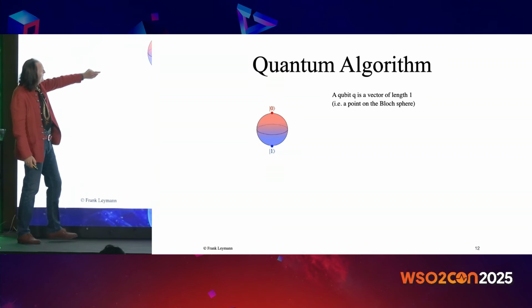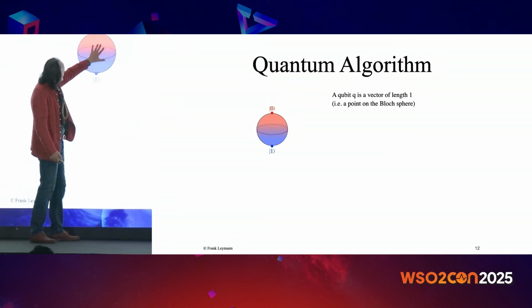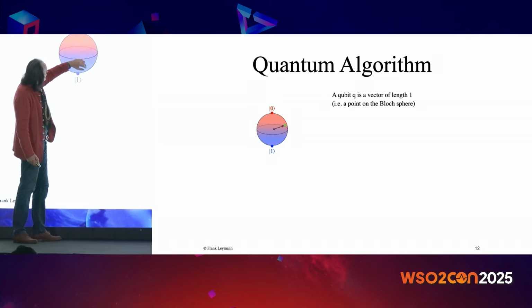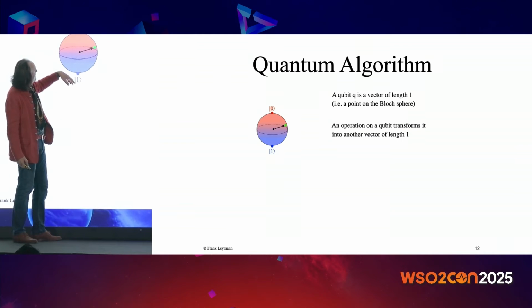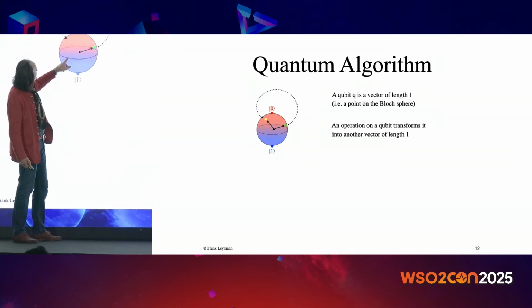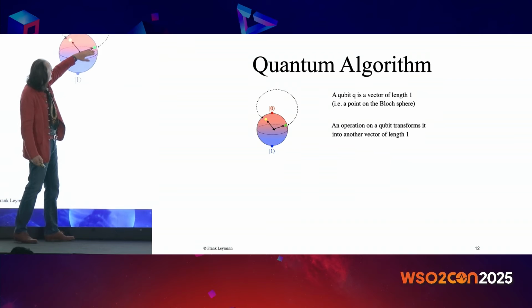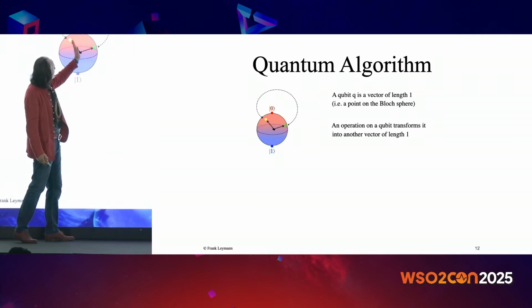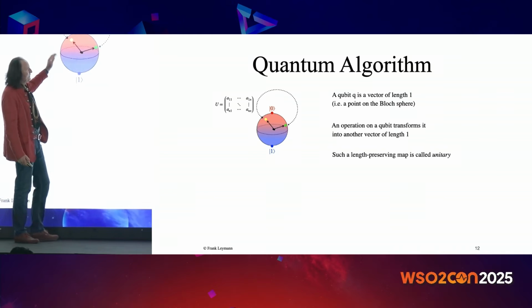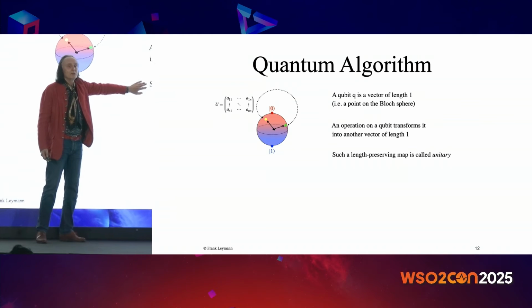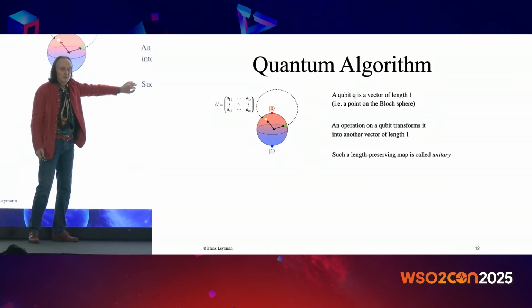Remember that the qubit is a point on this sphere of radius 1. Right, here is the qubit. If I manipulate the qubit, I produce a different state on this sphere, right? So I produce a different state. So here's the other qubit. That means I manipulate a vector of length 1 and result another vector of length 1. And such an operation in mathematics is called a unitary map. It's a linear map, a unitary map.